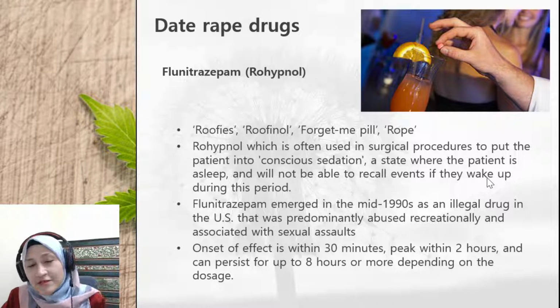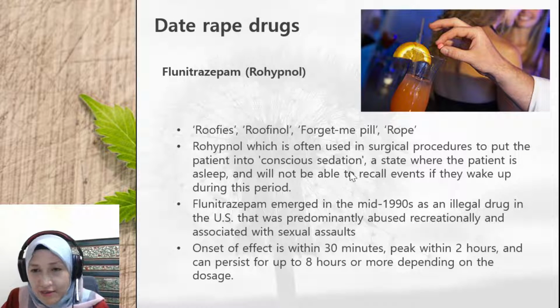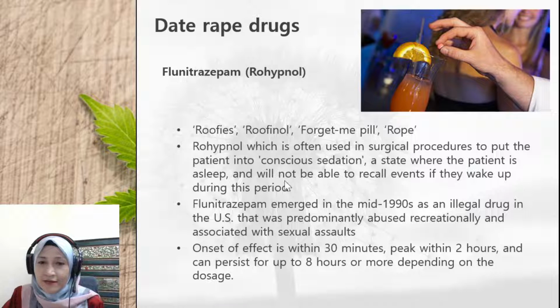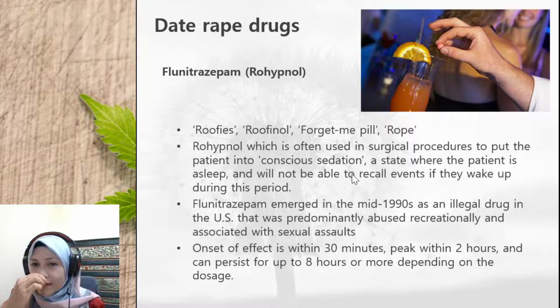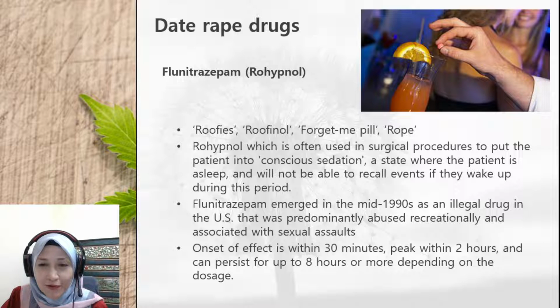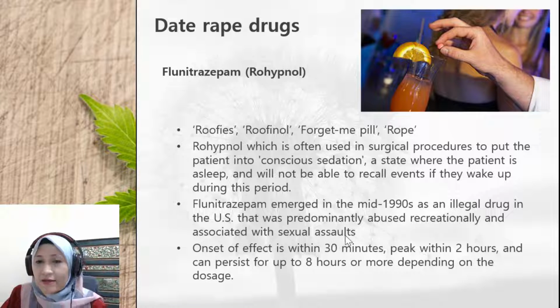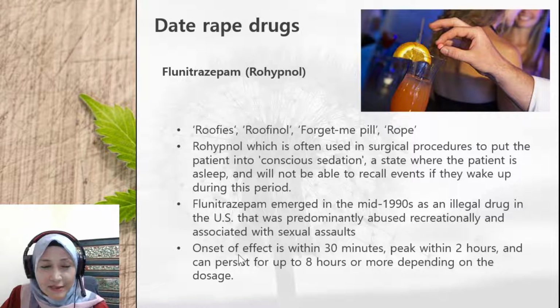Whenever a patient is given this drug, when they are asleep and then wake up, they cannot recall events that occurred. So this is like the perfect drug for the rapist. Flunitrazepam emerged in the mid-1990s as an illegal drug in the US, and it was being abused recreationally and associated with sexual assault. The onset is fast, 30 minutes. The peak is within 2 hours, and it can persist for up to 8 hours, depending on the dosage.